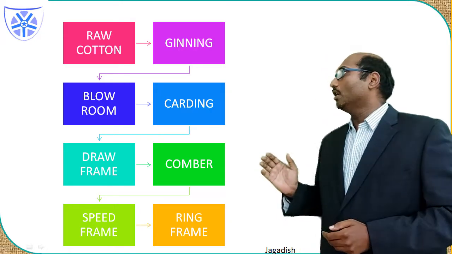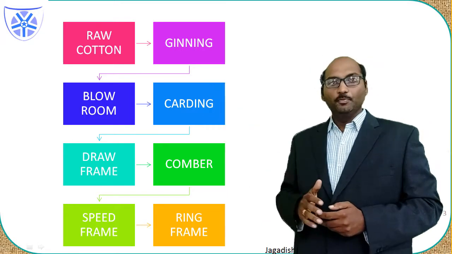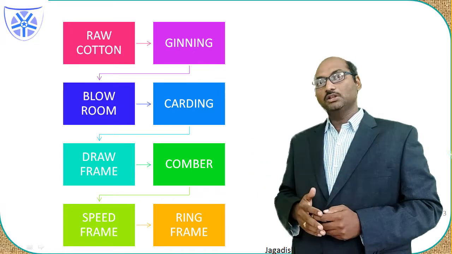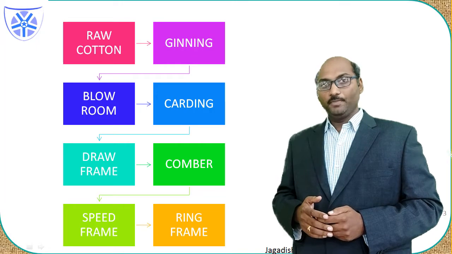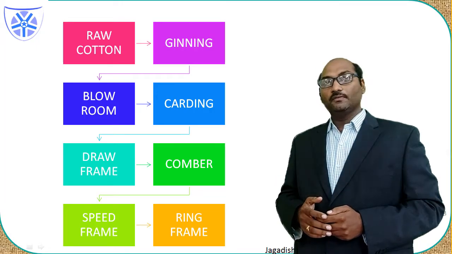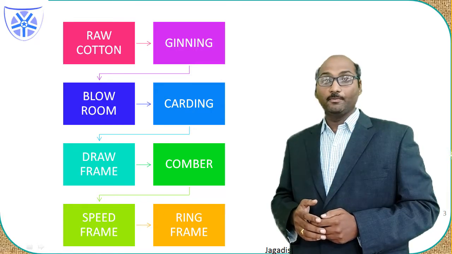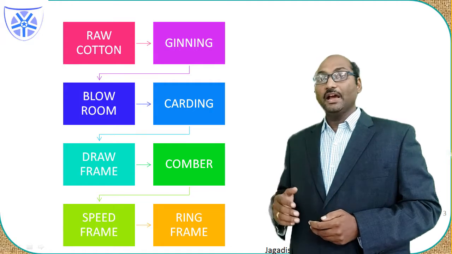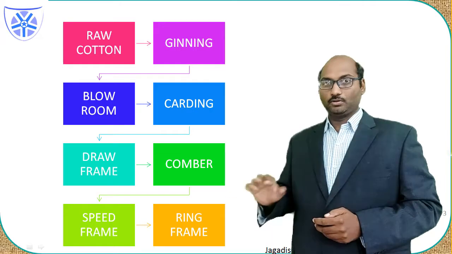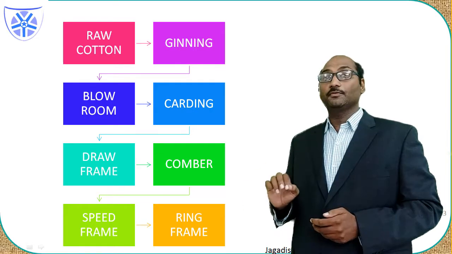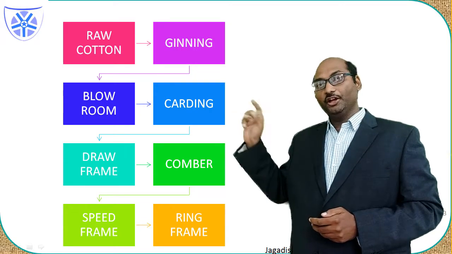Just to recall the process of yarn manufacturing, the raw cotton will be the input and then it will go to the ginning operation where the seeds will be separated and lint will be made. Then the processes of blow room, carding, draw frame, comber, speed frame and ring frame will happen in such a way that the yarn will be produced. We are going to discuss all these things in this entire course, in all 5 units. At present, we are in unit 1, which will consist of the portion between ginning and blow room.